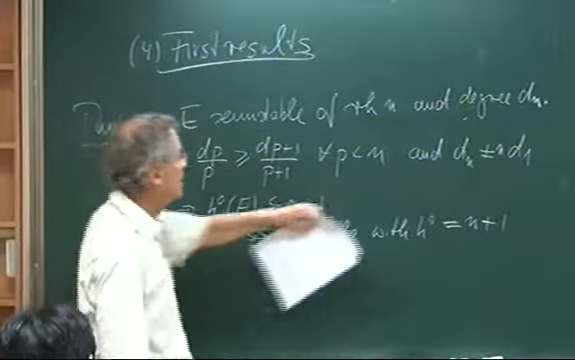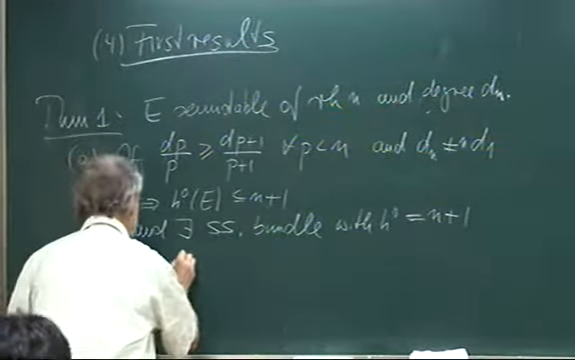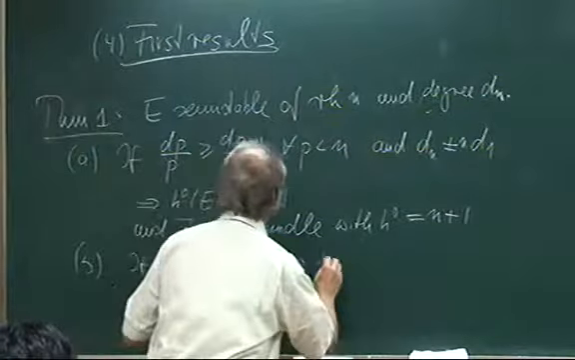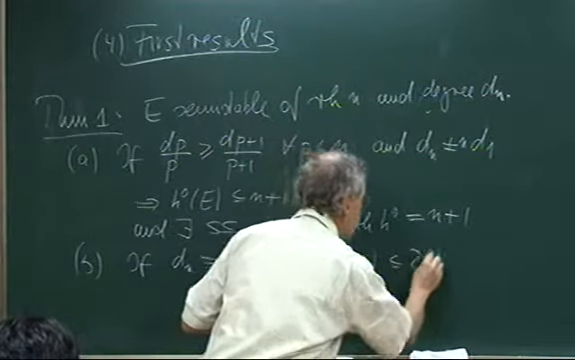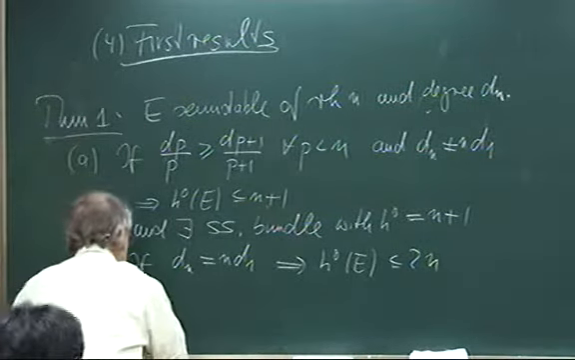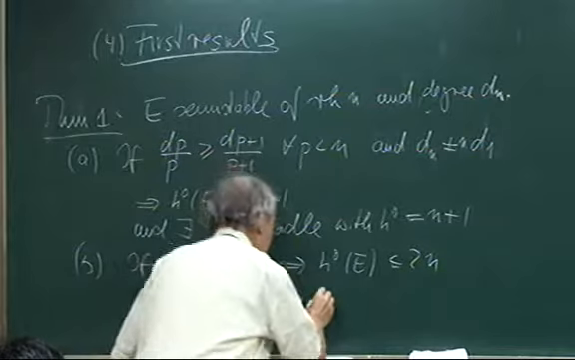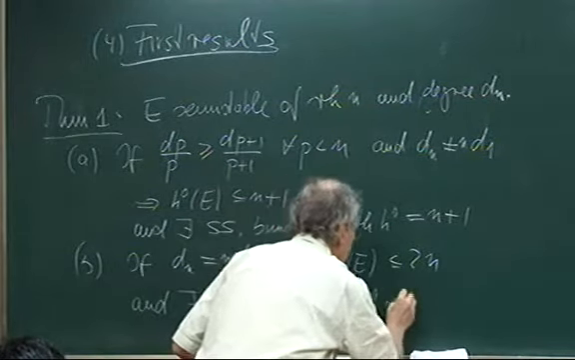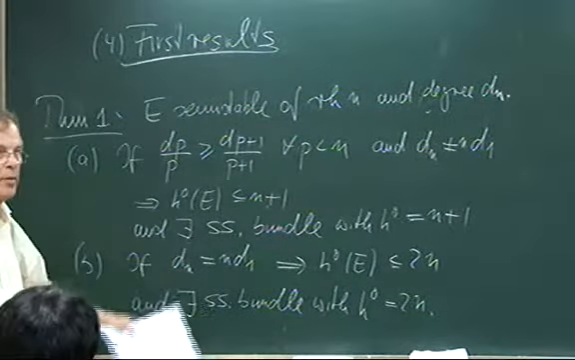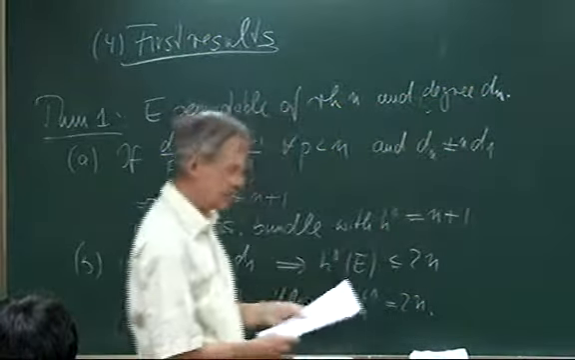Okay. Second, we have also a result if this is equal. If d_n is equal to n d_1, then actually h0 of E is less or equal to 2n, and moreover also here the equality can be attained. And there exists a semi-stable bundle with h0 equal to 2n. So in these cases the inequalities are sharp, and this is actually what one wants to have for all degrees, not only for the degree d_n, of course.